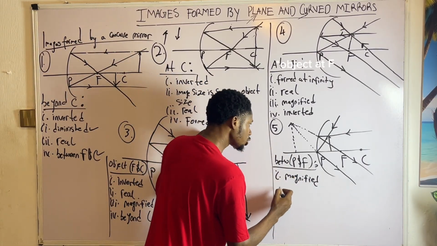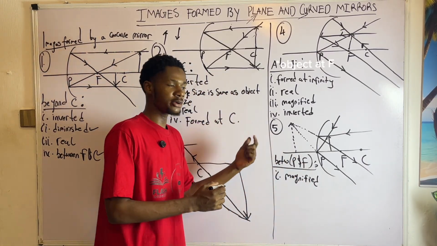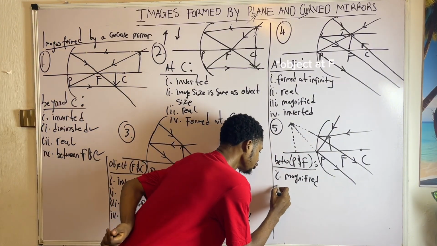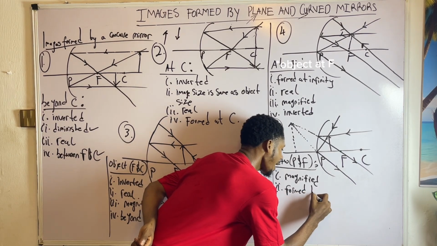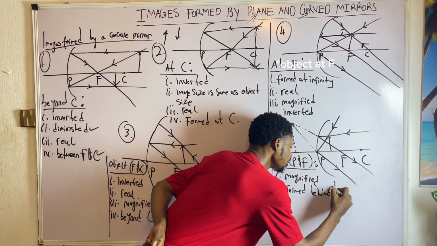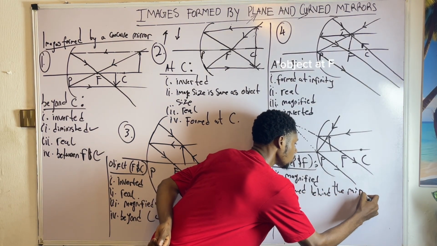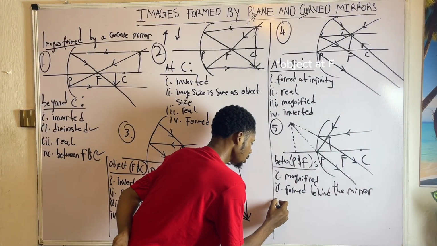Where is the position? It is formed at the back of the mirror. Roman figure 2: formed at the back of the mirror, formed behind the mirror.